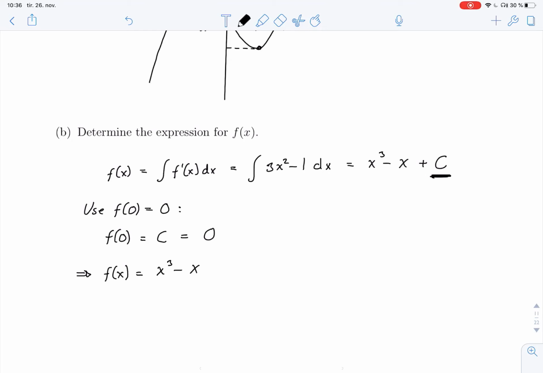Of course, you could also have used the fact that f of 1 equals 0, which would basically give us 1 to the third minus 1 plus c, which is also c. And that should also be 0. Which of these 3 points, minus 1, 1, or 0, we use doesn't really matter. We get the same expression for f of x.